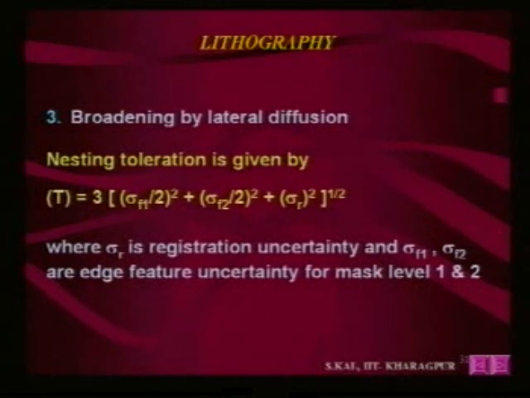Sigma f1 is the edge feature uncertainty of mask level 1. Sigma f2 is the edge feature uncertainty for mask level 2. And sigma r is the registration uncertainty. That is the nesting tolerance. Okay. So these are all about the exposure tools.